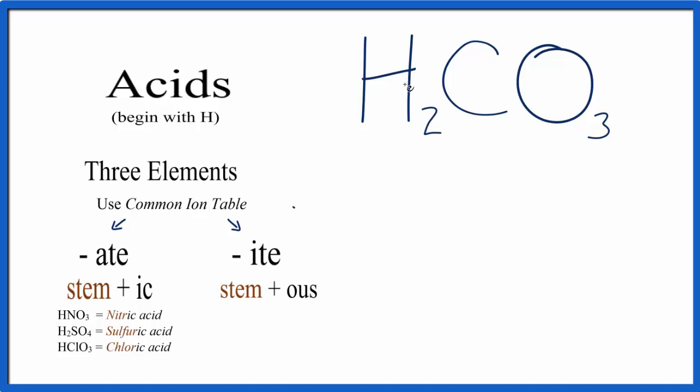Hydrogen has a +1 charge. We have two hydrogens, so this is +2 on this side. That means the CO3 is going to have a -2 charge. So we need to look for CO3 2- on our common ion table.